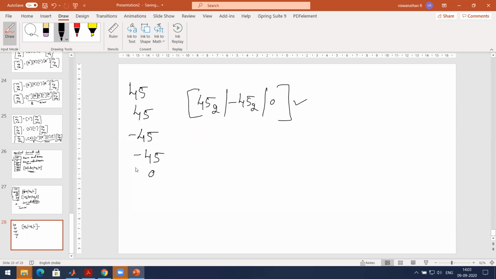Next is 45, 0, minus 60, 60, 30. So this would be 45 slash 45 0 slash 0 minus plus 60 minus plus 60 minus plus 60 slash 30. Okay, fine.